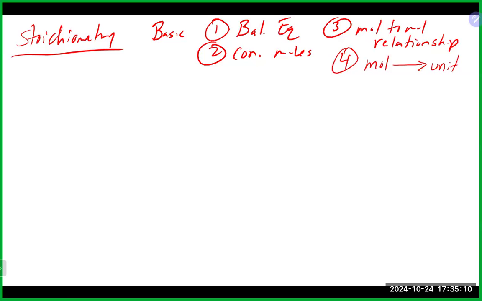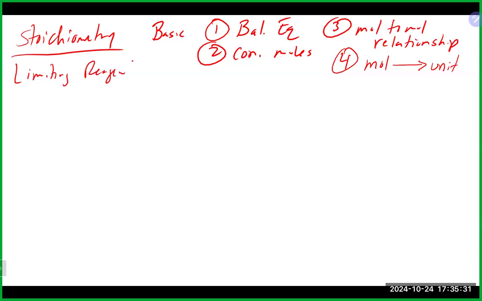What makes something sort of a basic stoichiometry problem is really you're just given one piece of information about somebody in the equation. So maybe you have some information about a product, maybe you have some information about a reactant, and you just have one piece of information. And that's different than a limiting reagent type problem.